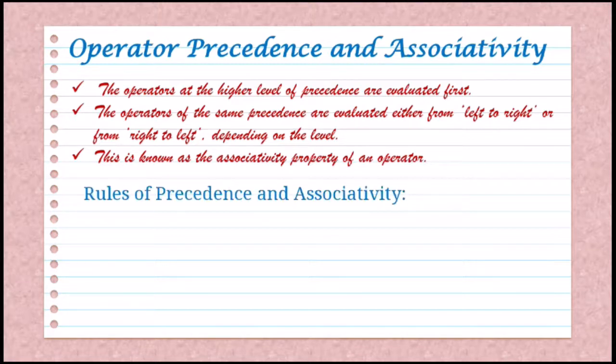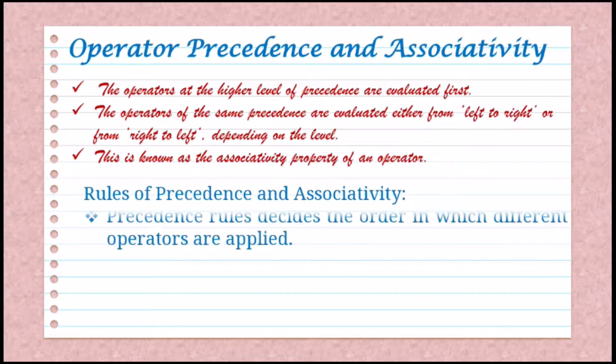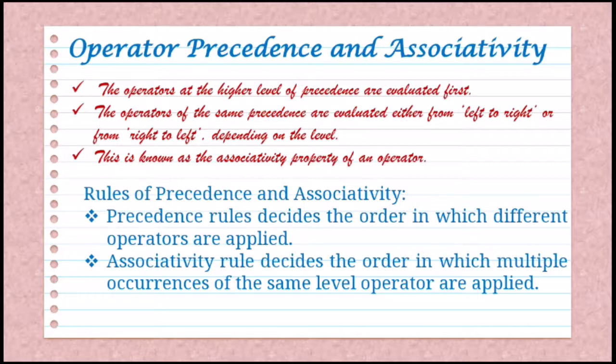Now we will see the rules of precedence and associativity. Precedence rules decide the order in which different operators are applied. The associativity rule decides the order in which multiple occurrences of the same level operator are applied.